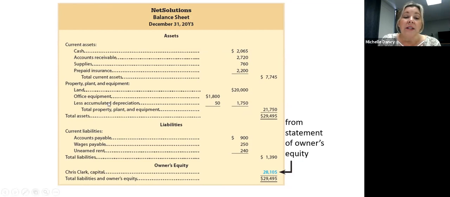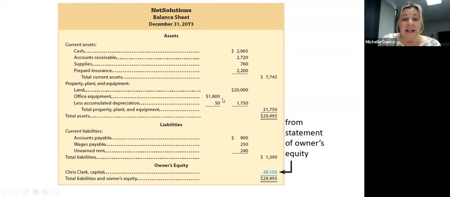So notice on office equipment, it has a balance of $1,800, and then I say less accumulated depreciation. Think back to chapter 3 when we learned about depreciation. Accumulated depreciation we learned was a contra asset. What does contra mean? The opposite, that's right. So it's an asset, but it has the opposite balance, which means it deducts from a normal asset because a credit would deduct from a debit.